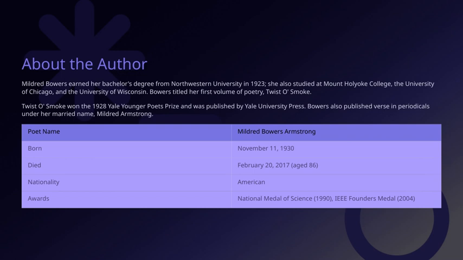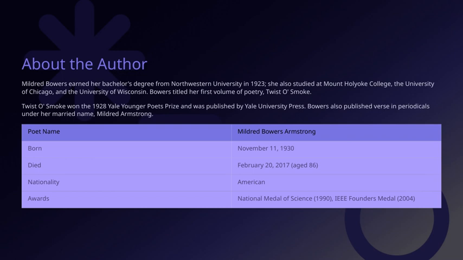Now, about her as an author. Mildred Bowers earned her bachelor's degree from Northwestern University in 1923. Interestingly, she also studied at Mount Holyoke College, the University of Chicago, and the University of Wisconsin, showcasing her strong academic background. Her first poetry collection was titled Twist O' Smoke, which is quite a vivid and evocative name.